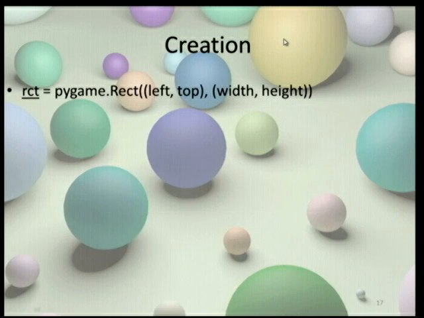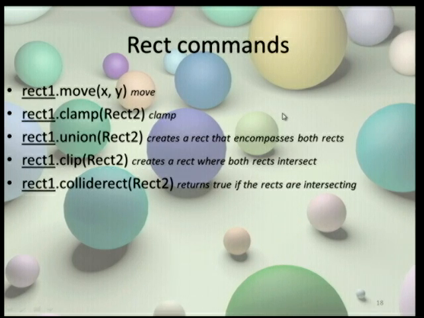So the Rect type. The Rect type is simply a rectangle. You can create it by setting a variable to equal pygame.Rect, setting the furthest left point and the top point, and then the width and the height. And this will make a Rect. So you can do lots of commands on Rect. So you can move it, which will return a Rect which has been moved by this position, or moved to, I can't remember.